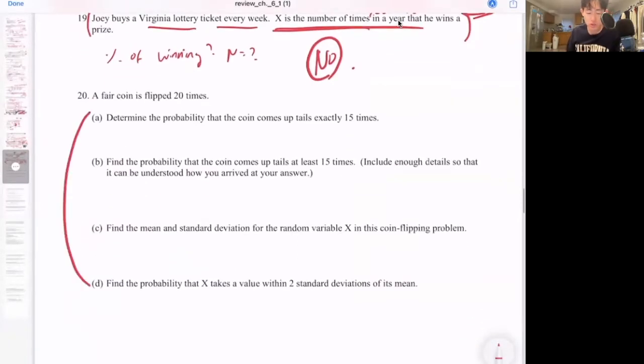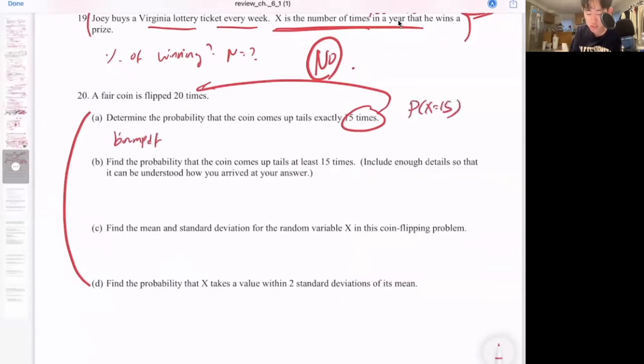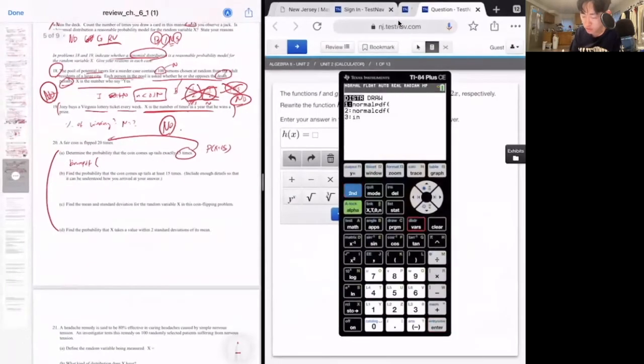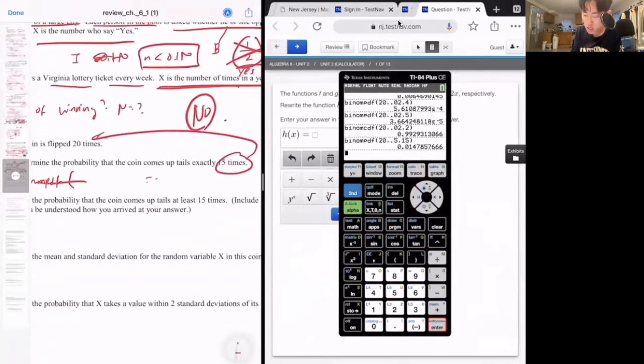All right, so a fair coin is flipped 20 times. Determine the probability of the coin. Okay, so this is a binomial situation, guys, right? 15 out of 20, like I said, that's your key to say it's going to be a binomial situation. So binomial PDF, because we're talking about the probability X equals 15. So let's use the calculator here. Binomial PDF. Trials is 20, probability is 0.5, and this is 15. Paste, bam, that's going to be 0.014. So about a 1.4% chance that that's going to happen.